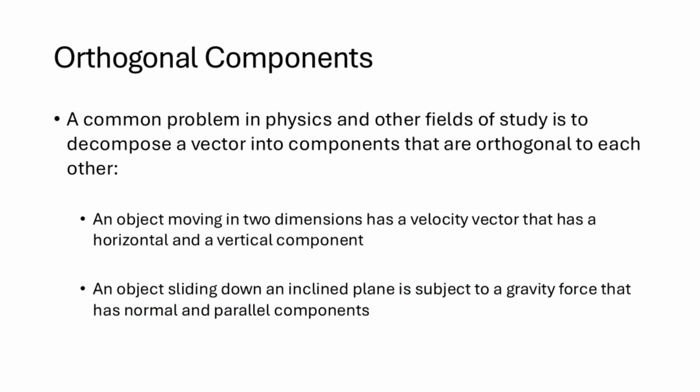Now, we can apply these ideas to a common problem that comes up in physics and some other fields of study, which is to decompose a vector into components that are orthogonal to each other. Some ways that we could apply this are when we have an object moving in 2 dimensions, we have a velocity vector that has a horizontal and a vertical component that we might need to study separately. We might have an object sliding down an incline that has forces acting on it that are parallel to the slope and perpendicular to the slope.